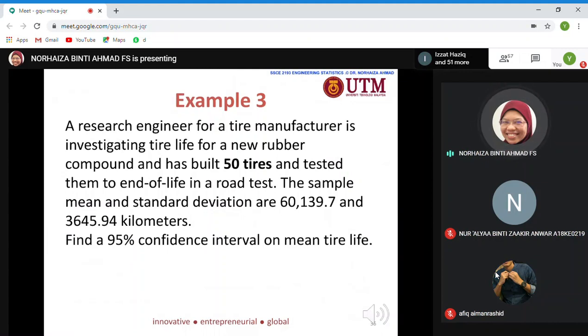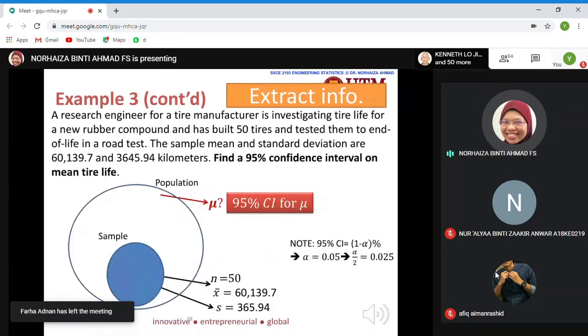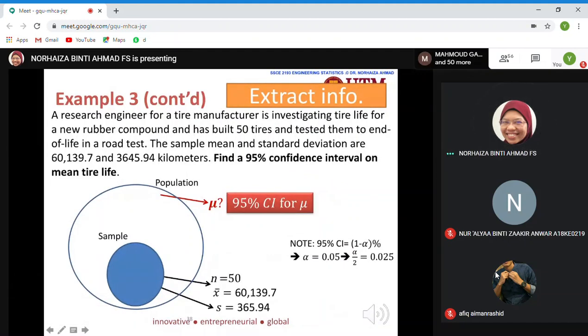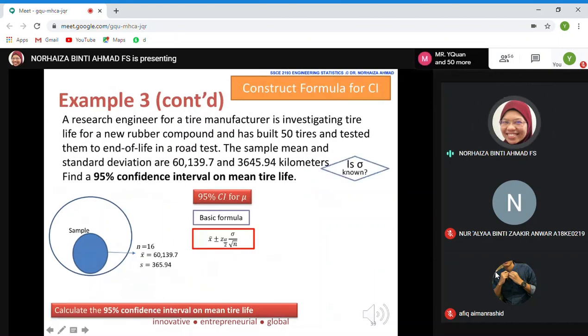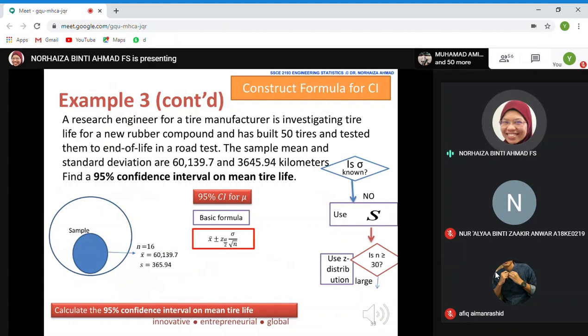We're going to look at another example, similar to the previous example, but I'm going to change the sample size to 50. The information is going to be the same, except for the 50 here. So is sigma known? Not known. Use S, and since n is large, therefore use the Z distribution. That is the formula that you use, and you need to calculate your confidence interval for the mean.